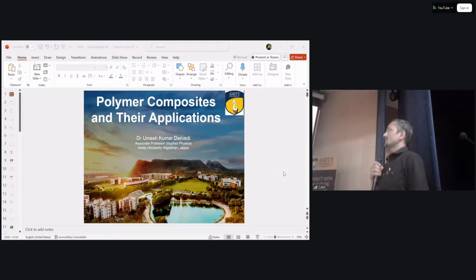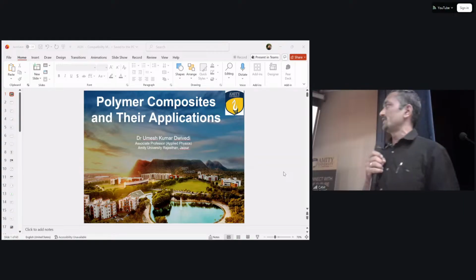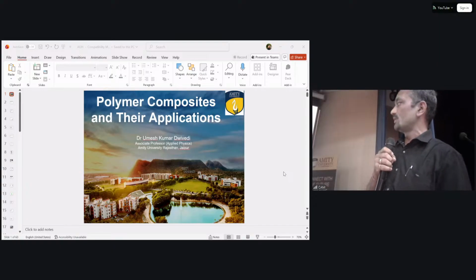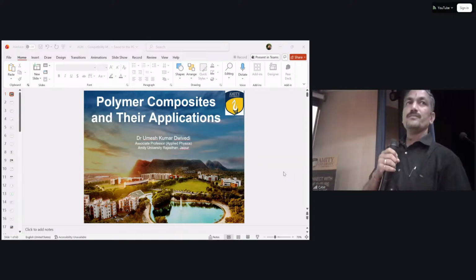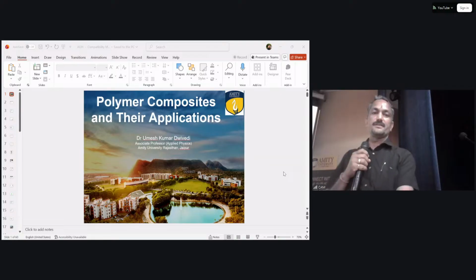And what is the matrix? It provides a medium for binding and holding the reinforcement together into a solid. It protects the reinforcement from environmental degradation. It serves to transfer load from one insert to another. So these are the main functions of reinforcement and matrix.